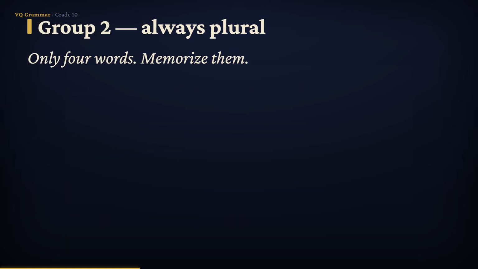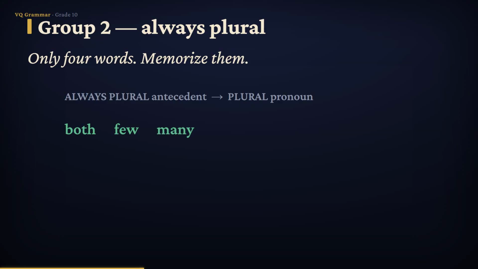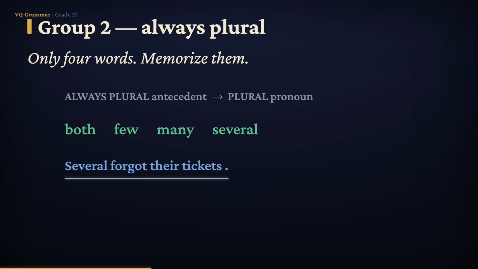Group 2 is short and merciful. Four words, and they are always plural. Both, few, many, several. When one of them is the antecedent, the pronoun that points back at it must be plural as well. Several forgot their tickets. Several is plural, so there is exactly right. And notice how ordinary that sounds. Nobody ever trips over this group.